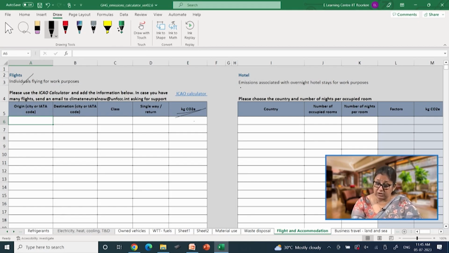And then hotels. So, emissions that are associated with overnight hotel stays for work purposes, it is counting the emissions that are going to accrue. Now, this is all going in scope 3. This is not in scope 1 and 2, this is largely going in scope 3, but we have to become very conscious and aware of where the emissions are coming into my systems.